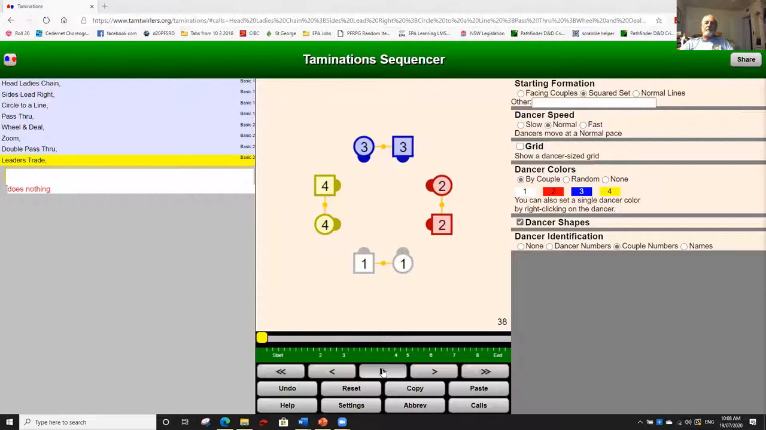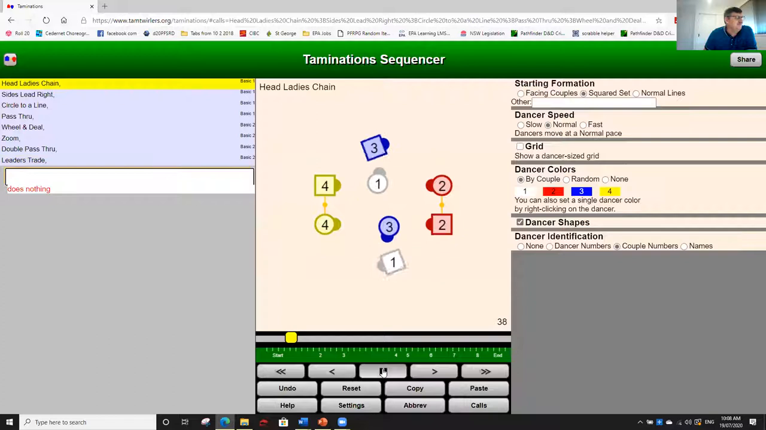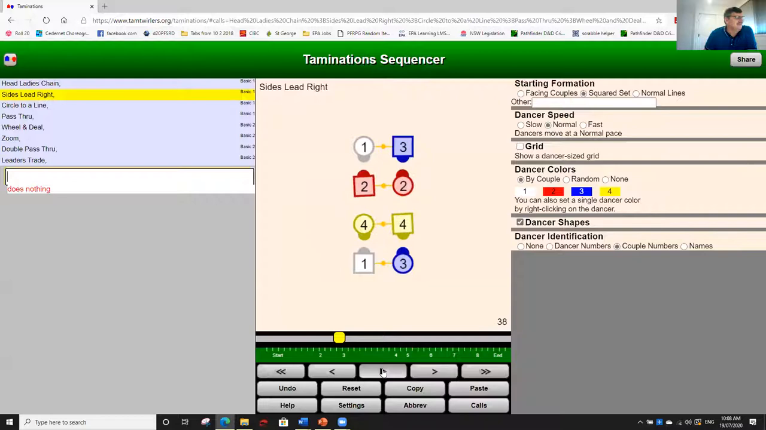Okay, so if we look at this: head lady's chain, sides lead to the right, maybe not the best choreography, but it works. So that's a box. Is that a corner box? It's an inversion, right? Because now the sides are in the middle. So it's not an Alaman left corner box, so we ignore it. Circle to a line. So that's a partner line.